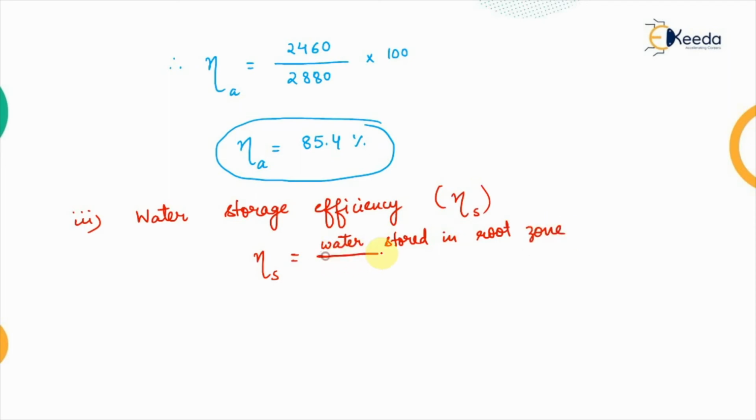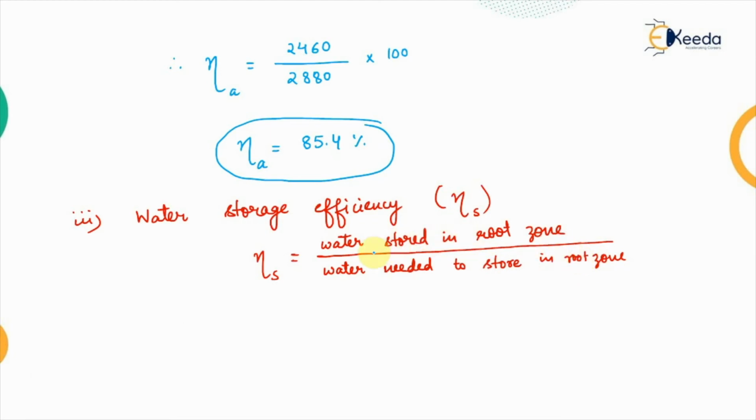So this we have calculated when we were doing the calculation for the water application efficiency, and it has to be divided by the water which was needed to be stored in the root zone. That means we know that for a plant to grow completely, it requires a certain amount of water in the root zone. So if we know that value, that is known as the water which is needed to be stored in the root zone.